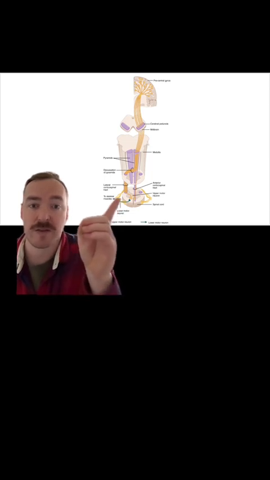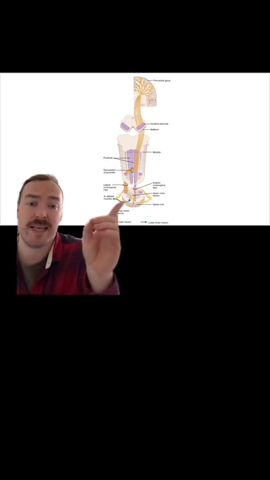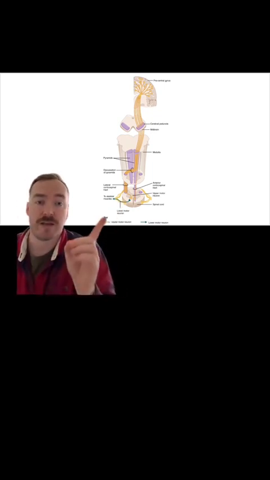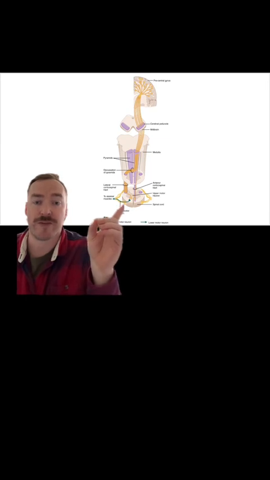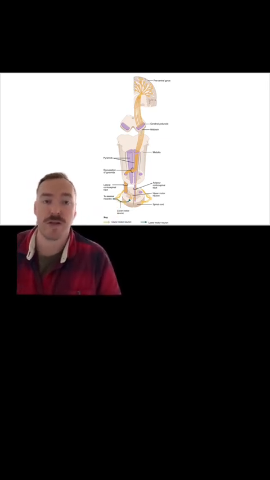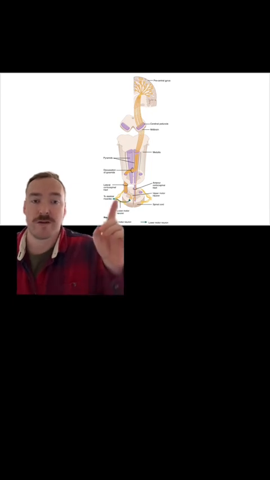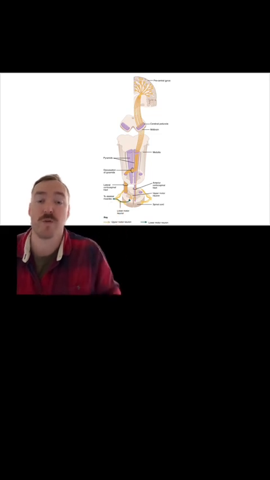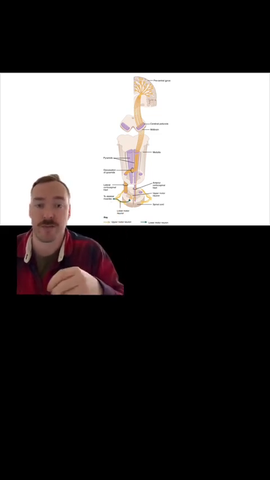It communicates with this green portion, which is our second order neuron, and it communicates in the anterior horn of the spinal cord. So after communicating with the second order neuron, or the alpha motor neuron in the anterior horn of the spinal cord, that's where the peripheral nervous system takes over. These are actually the nerves, either the spinal nerve roots or the peripheral nerves that then innervate our muscles.